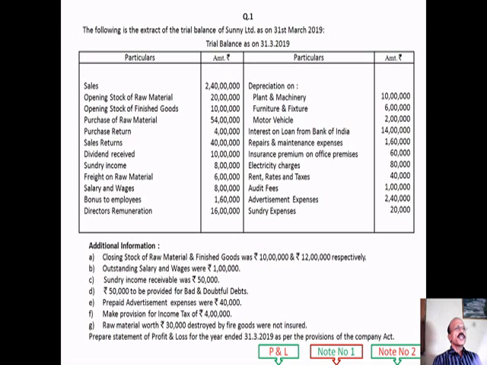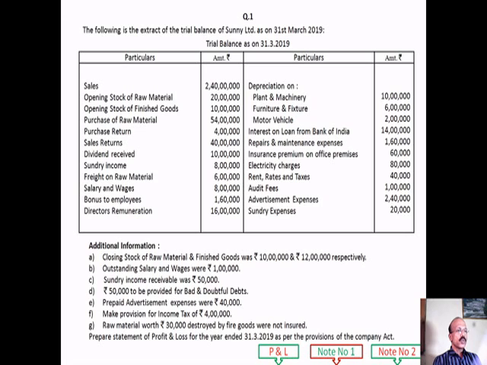The following is an extract of a trial balance of Sunny Limited as on 31st March 2019. The trial balance is given of several items starting with the sales, opening stock, raw material, opening stock of finished goods, and so on. And the last item is sundry expenses. At the end of a trial balance, they are given just additional information consisting.